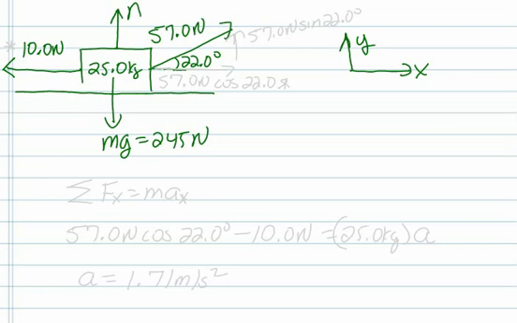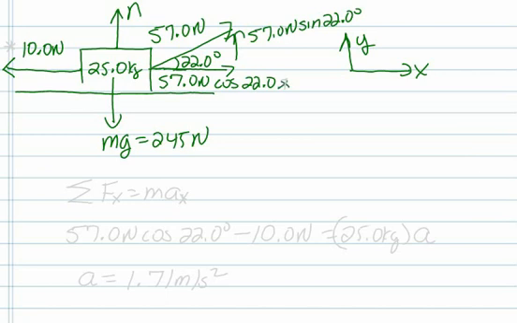We have to resolve things into components. The only one we need to deal with is the 57 Newton force. 57 newtons cos 22. Acting up, we have 57 newtons sine 22. All we care about is the x direction. Since the crate is moving to the right, that's the only place there is going to be an acceleration.